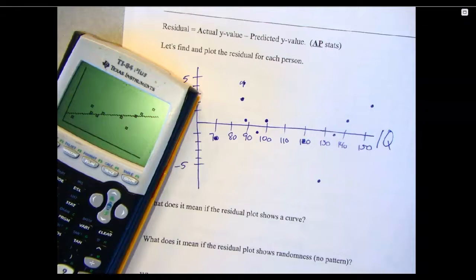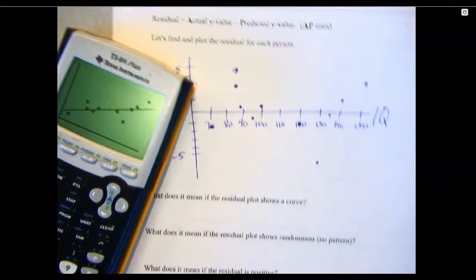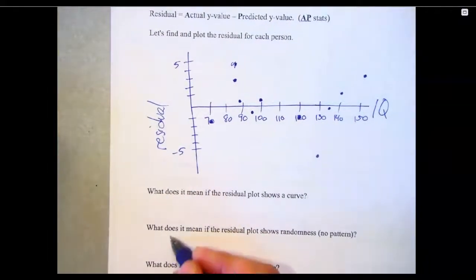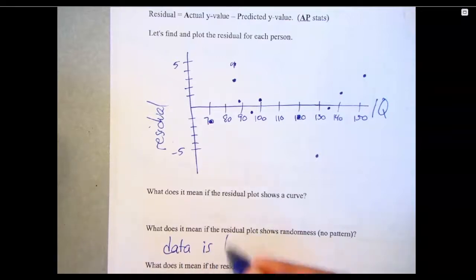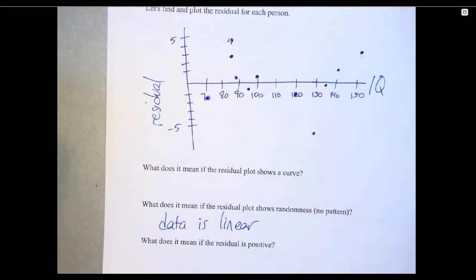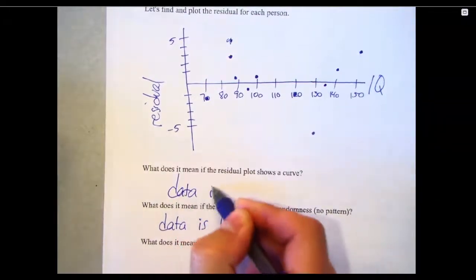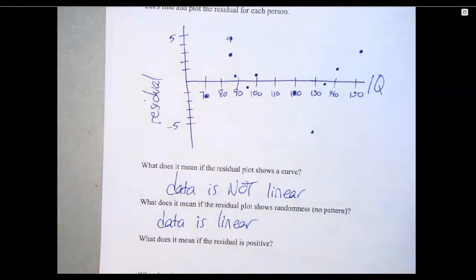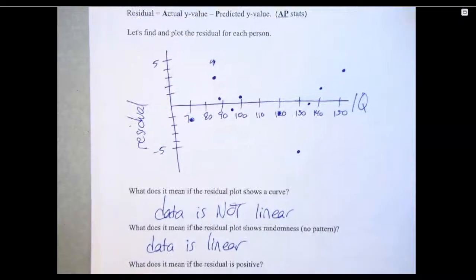Okay. So, if your residual plot shows randomness, so that's kind of random, right? There's no real pattern there. That means the data is linear. So a linear model is a good fit. A linear model is appropriate. If the residual plot shows a curve, which I'll show you in a second, the data is not. So you want randomness. So you can be like, yeah, we did it right, linear model.